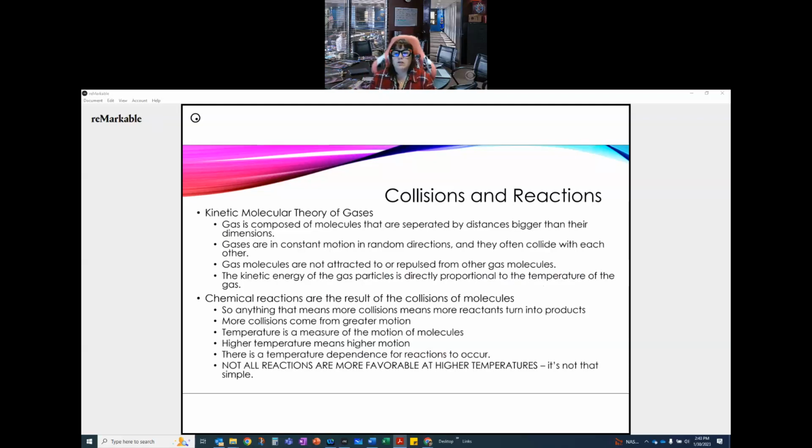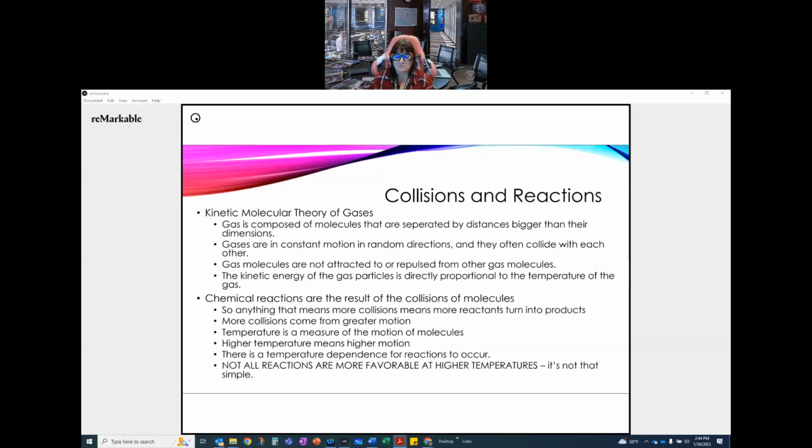So anything that means more collisions means more reactants turn into products. More collisions come from greater motion. Temperature is a measure of the motion of the molecules. So higher temperature means higher motion. There is a temperature dependence for reactions to occur. Not all reactions are more favorable at higher temperatures. There are a few more factors involved which we haven't really talked about yet.